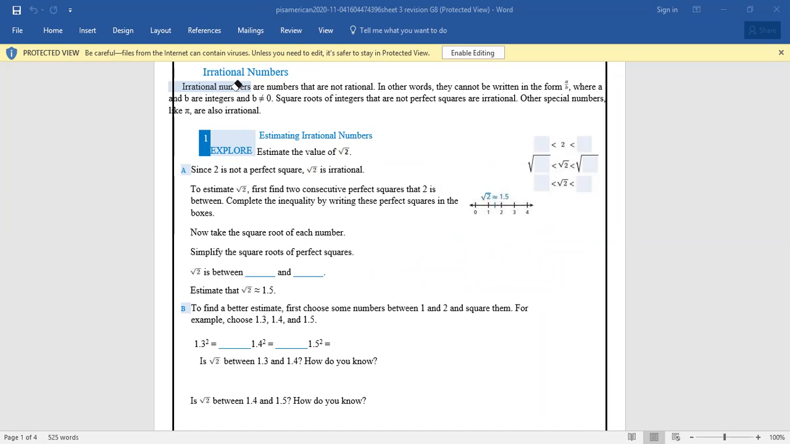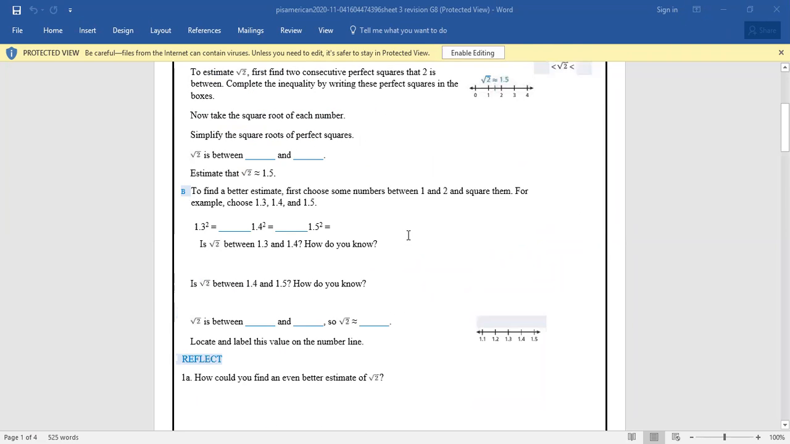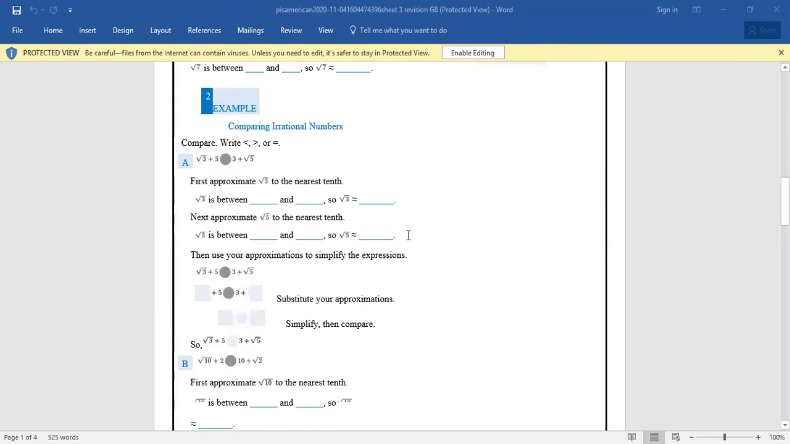This part will help you to know how you are going to compare two irrational numbers. The first one is root 3 plus 5, and this one is 3 plus root 5. Quickly, root 3 will be how many? It will be 1 point something.